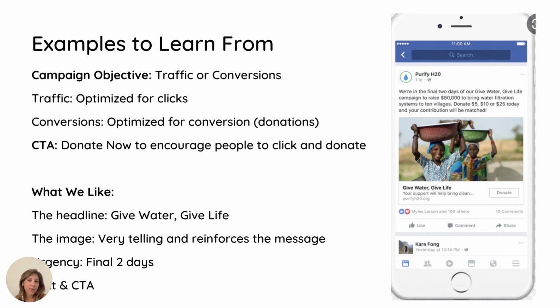So this is it for covering the basics on how to launch an ad campaign from Ads Manager. Now let's look at some examples from organizations.